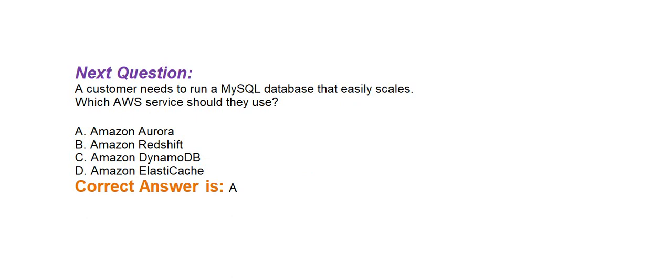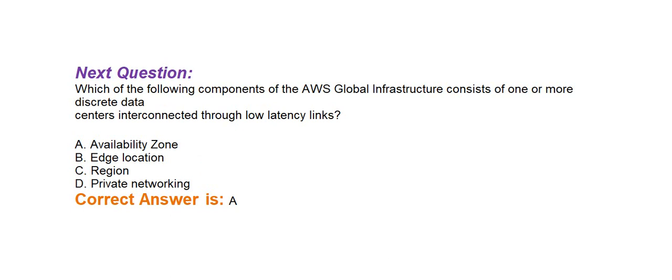Next question is, a customer needs to run a MySQL database that easily scales. Which AWS service should they use? Option A. Amazon Aurora. Option B. Amazon Redshift. Option C. Amazon DynamoDB. Option D. Amazon Elasticsearch. Correct answer is option A. Amazon Aurora.